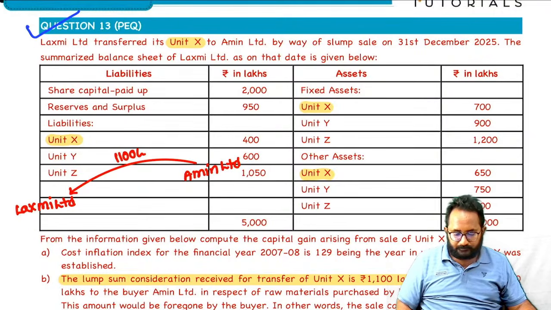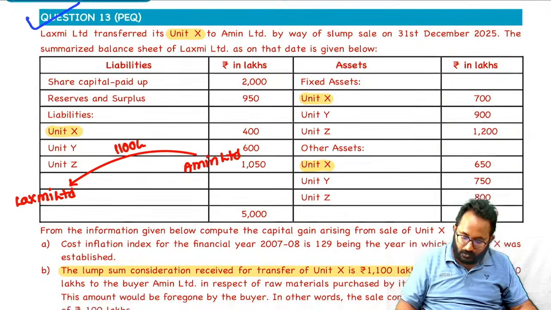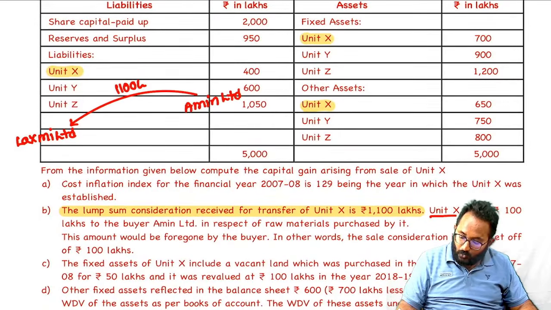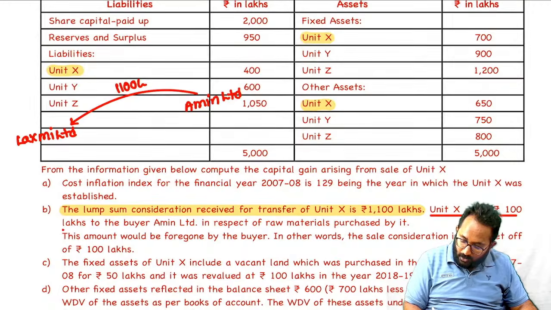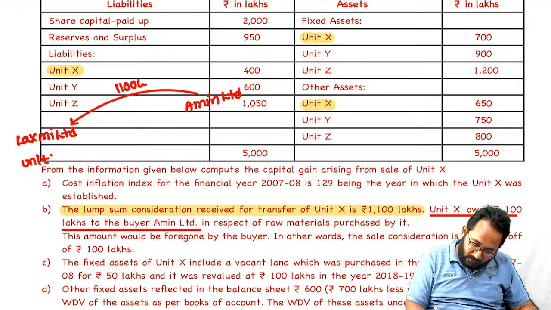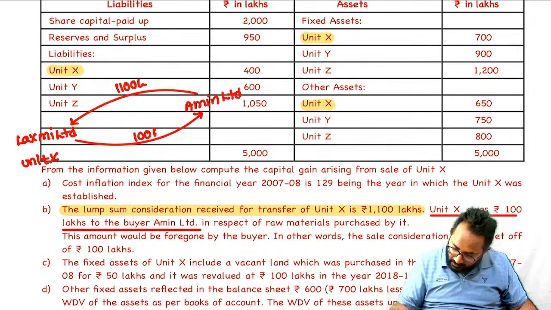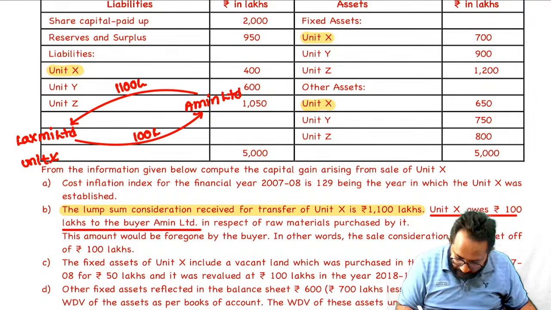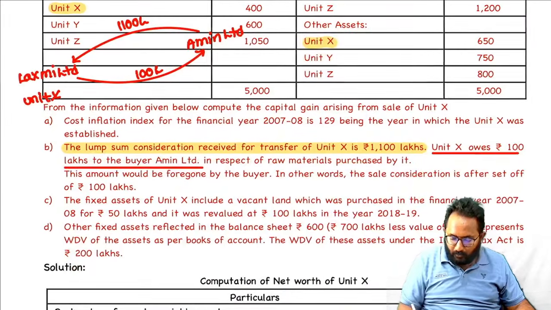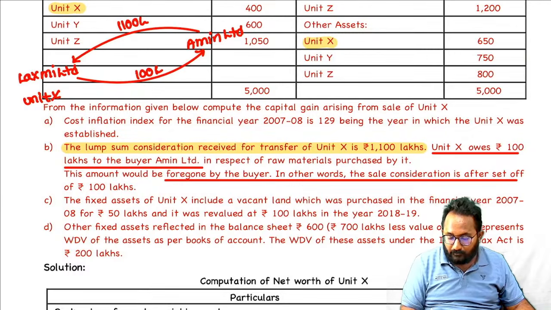Okay, but remember, unit X owes how much amount to whom? Amin. That means unit X, to whom this one? Lakshmi Limited is required to give how much, ma? 100 lakh. Now, that amount is foregone by the buyer. In other words, after the set off, only how much? 100 lakh.